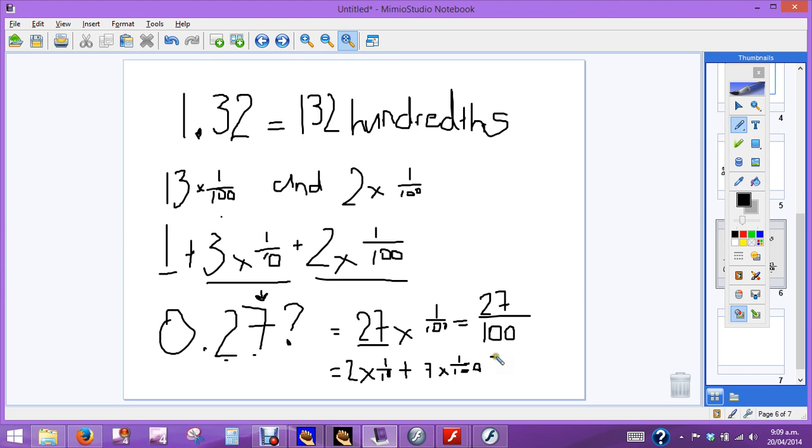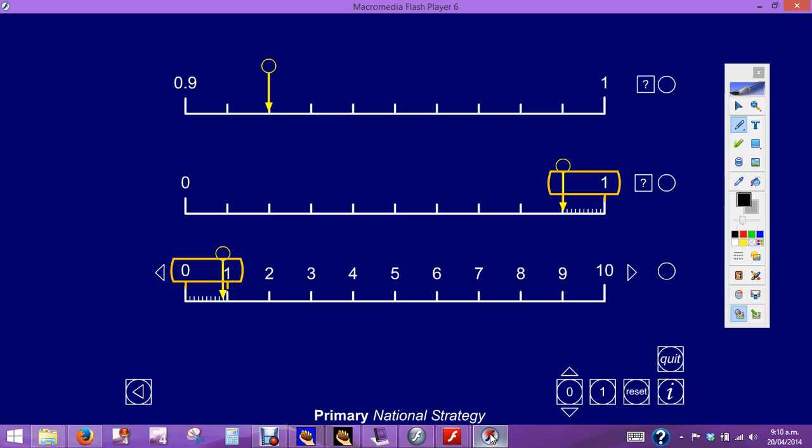Okay, and I can also write that as the 2 tenths is the 0.2 and the 7 hundredths. Oops, that should be a plus because I'm joining them together. Plus 0.07, and 7 hundredths has a 0 first. So I've partitioned that number that way as well. Okay, 27 hundredths.